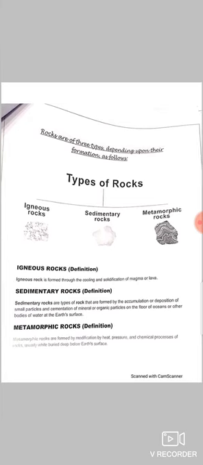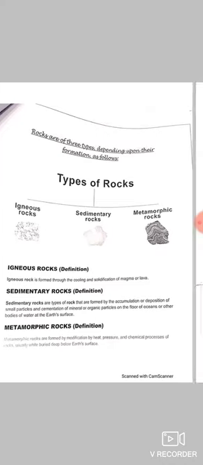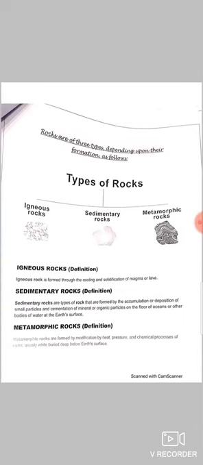Now metamorphic rock is a modification by heat, pressure and chemical processes of rocks, usually while buried deep below the earth's surface. When igneous or sedimentary rocks are exposed to heat and high pressure and get cooked at very high temperature, not artificially but naturally by the earth's heat, then metamorphic rocks are formed.